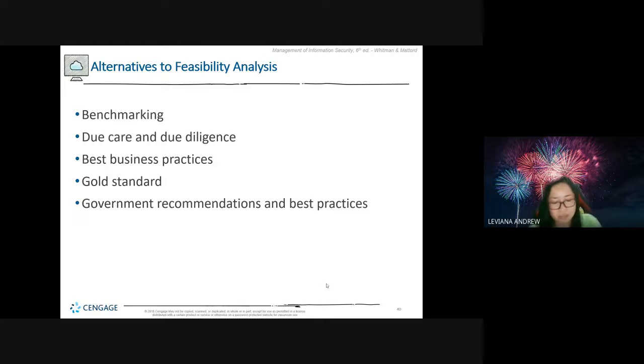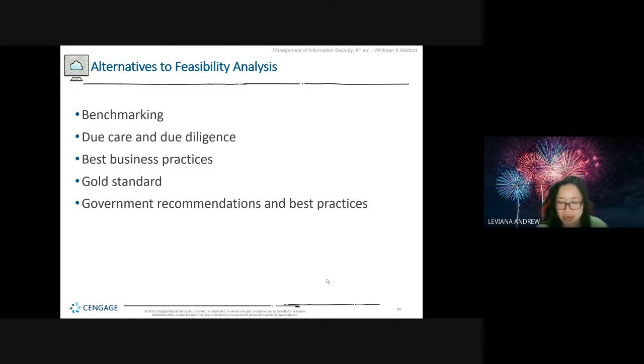An alternative to feasibility analysis is benchmarking. It is the comparison of organizational effectiveness and productivity against established measures. It can be done internally or externally. Benchmarking means you seek out and study the practices used in other organizations, and then you evaluate whether they can be implemented within your organization.